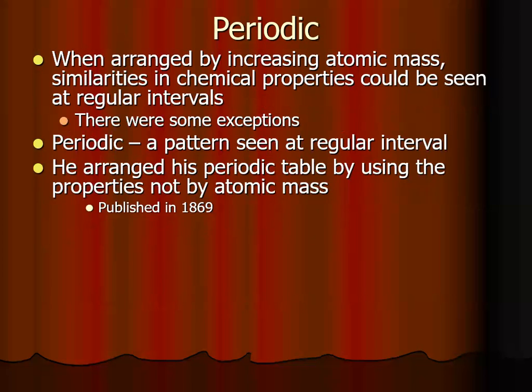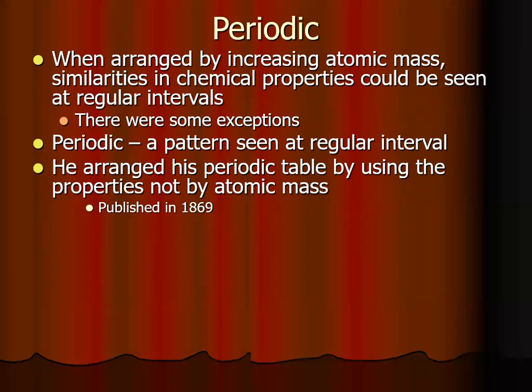Dmitri Mendeleev published, they say, in excess of 400 books or journal articles. At this point in time, he had become very prominent in Russia. His father, who had actually died, was the head of a teaching university where he went.